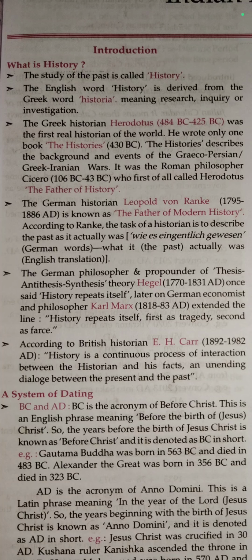It was the Roman philosopher Cicero, 106 BC to 43 BC, who first called Herodotus the father of history. So, who is the father of history? It's Herodotus. The German historian Leopold von Ranke, 1795 to 1886 AD, is known as the father of modern history. So, who is known as the father of modern history? It's Leopold von Ranke. According to Ranke, the task of a historian is to describe the past as it actually was.